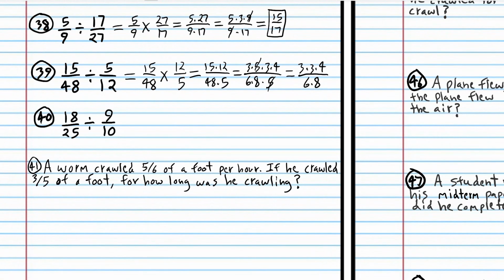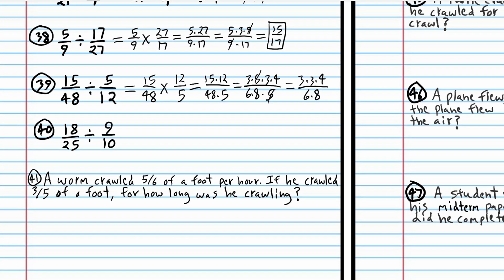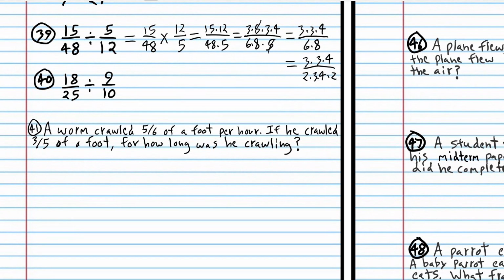But I know that if I factor 8 to 2 times 4, then I can get rid of the 4. And if I factor 6 to 2 times 3, I can get rid of another one of those 3's. So 3's cancel out, 4's cancel out, and I'm left with 3 at the top. And 2 times 2 is 4 at the bottom. 3/4.